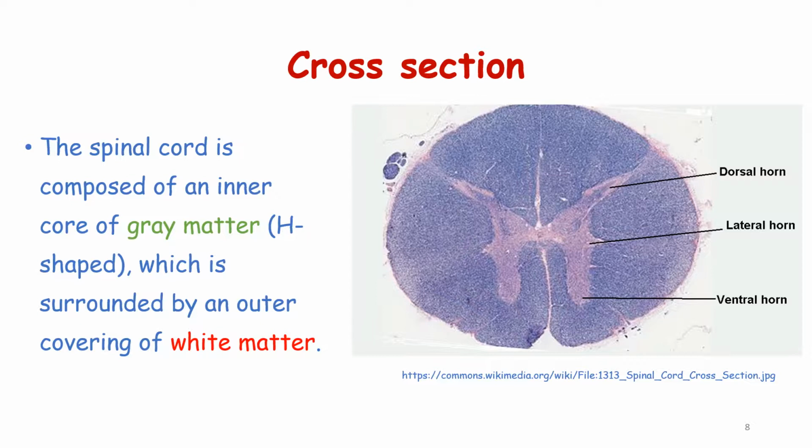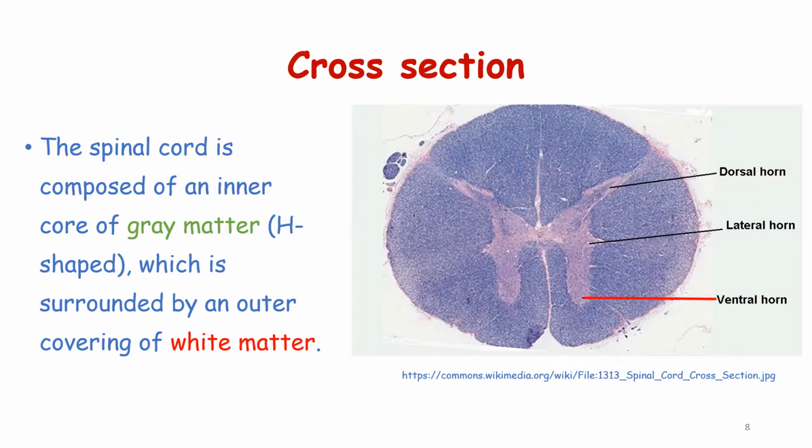The spinal cord is composed of an inner core of gray matter, H-shaped or butterfly-shaped, which is surrounded by an outer covering of white matter. There are two ventral and two dorsal horns in the gray matter. There are two additional lateral horns in the thoracolumbar region.